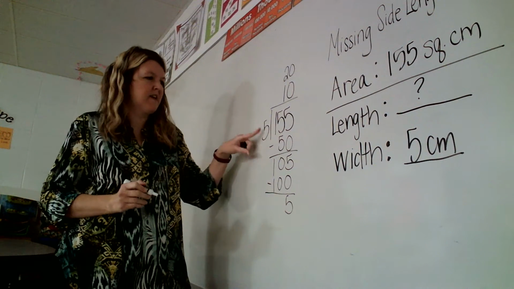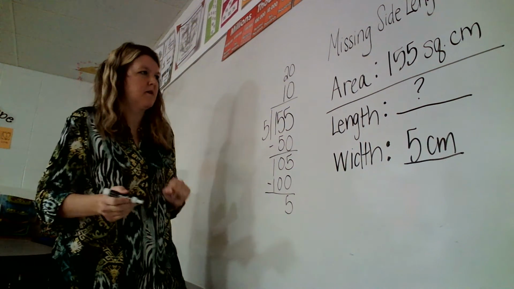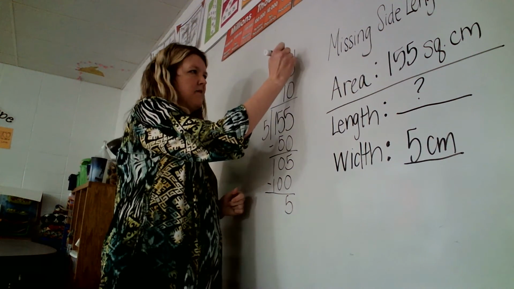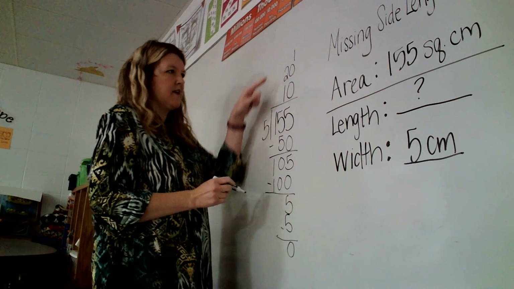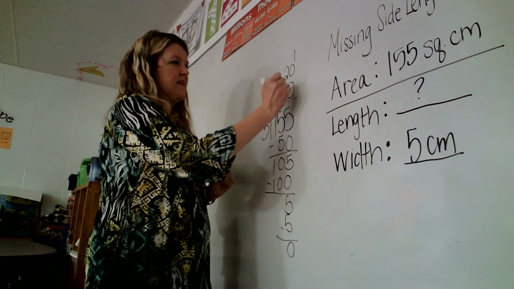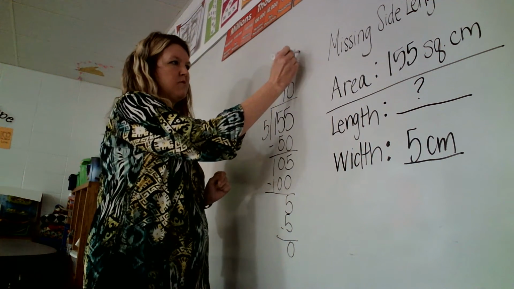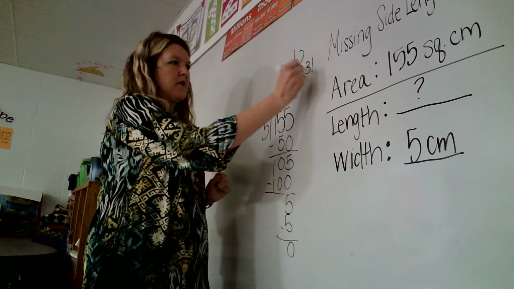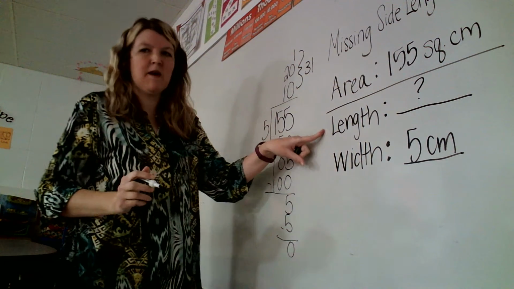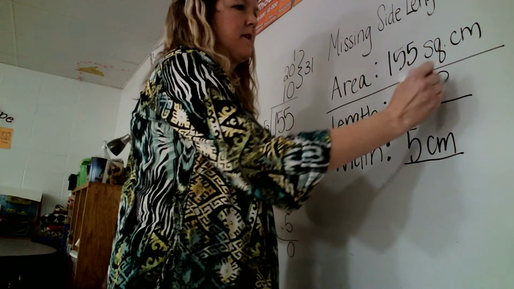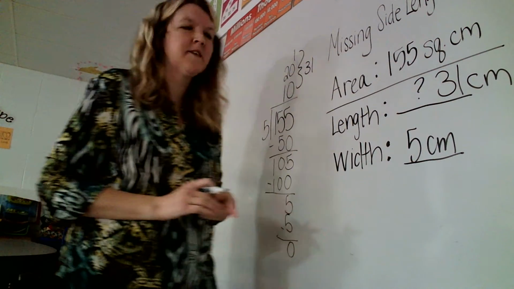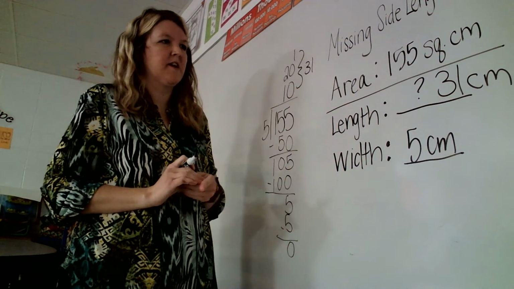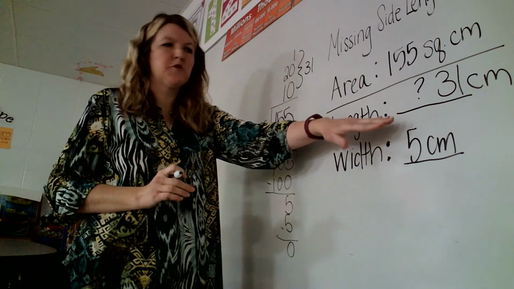So I can see that I can make exactly one more group. So I can make one more group of 5. 1 times 5 is 5. So now to get my final answer, I add these together. So 10 plus 20 plus 1, that gives me 31. So I know that my length must be 31 centimeters.